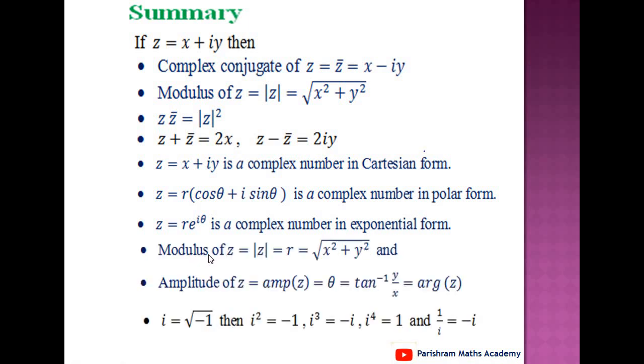Now, modulus of z, mod of z equal to r equal to root of x square plus y square, and amplitude of z, amp z equal to theta equal to tan inverse of y upon x. It is also called the argument of z. Therefore r equal to root of x square plus y square and theta equal to tan inverse of y upon x. These are the relations between Cartesian and polar coordinates. Now we know that i is nothing but root of minus 1, and therefore the value of i square is minus 1, i cube is minus i, i raised to 4 is 1, and 1 upon i is minus i. These are some standard conditions of the complex number.